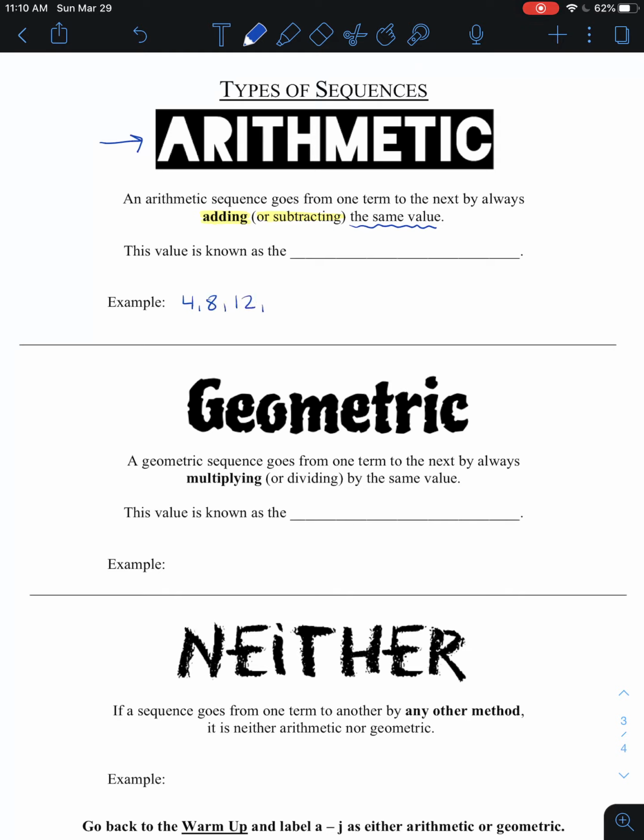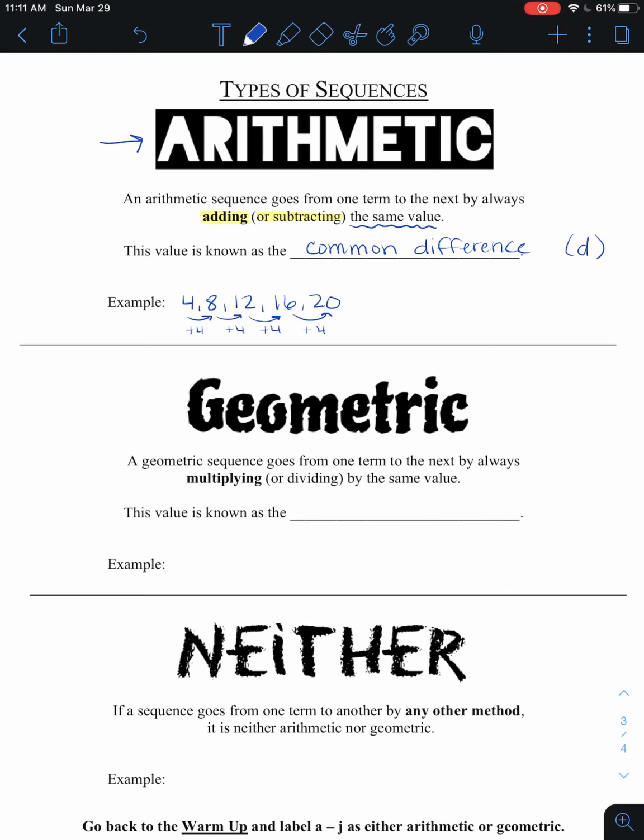And the number when you add, so let me just take the example we were just looking at. So 4, 8, 12, 16, 20, let's say that was my sequence. The number that we call that same value that we're adding over and over and over again to get this pattern, that's called the common difference. And in this chapter, we're going to use a lowercase d for that value.